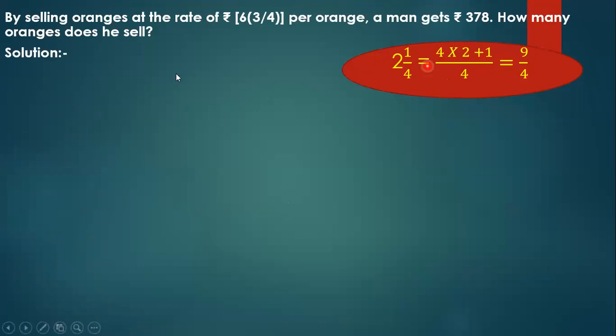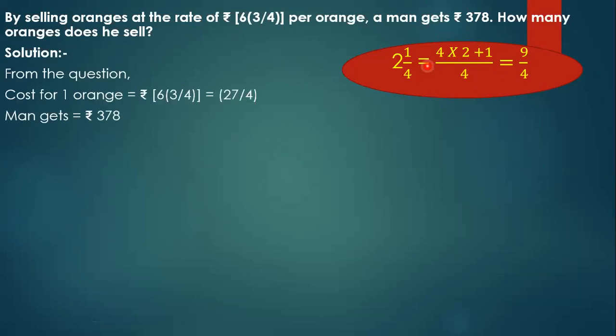Okay, I hope this is clear to you all. Okay, now next is by selling oranges at the rate of this much. Again, what will I do, beta? As soon as I see a mixed fraction, the very first thing I do is I convert it into an improper fraction. So what will we do? 4 multiplied by 2 is 8. 8 plus 1 gives us 9. We are left with 9 by 4.